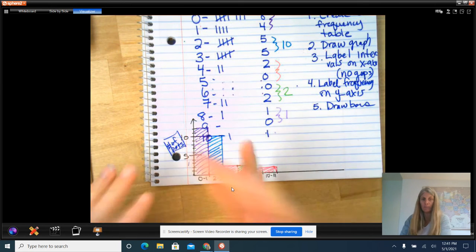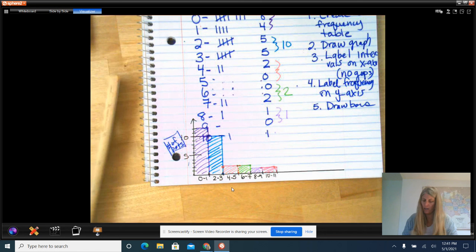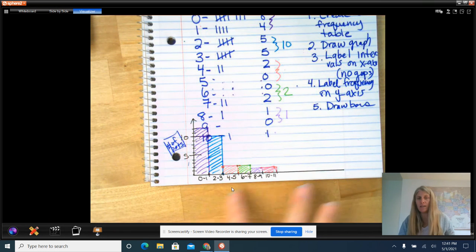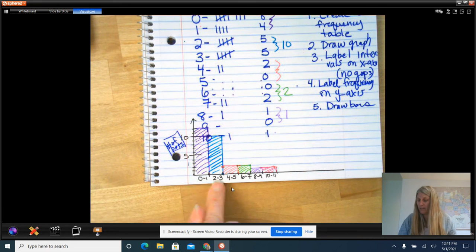Okay, and then once again, we label it. Make sure you have labeled your number of pets for your title here. Now, as we're looking at this, it shows very easily that the majority of people have between 0 and 1 pets, but definitely the majority of our data falls between having no pets or 3 pets.